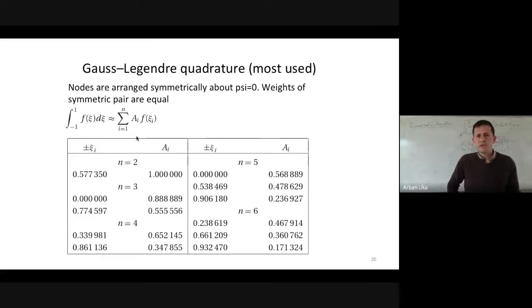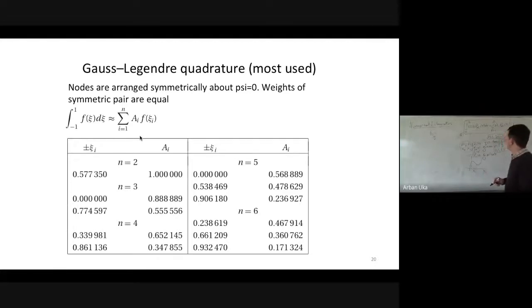Let's assume that we want to write down the integral of a function f(psi) d psi going from -1 to 1, and we want to express it as a summation using ai, which are the coefficients. On this table, you have the ai on one side, and on the other side we have the values of psi. Now imagine that we have a polynomial of 5th order, p5 in x.